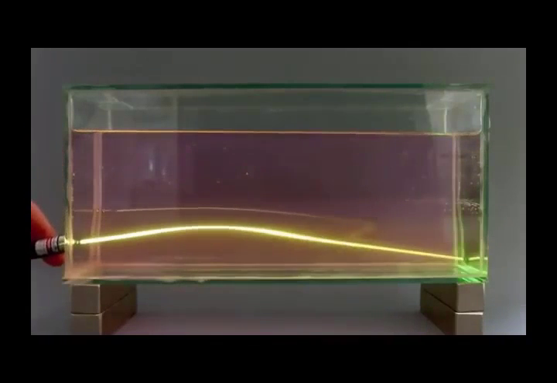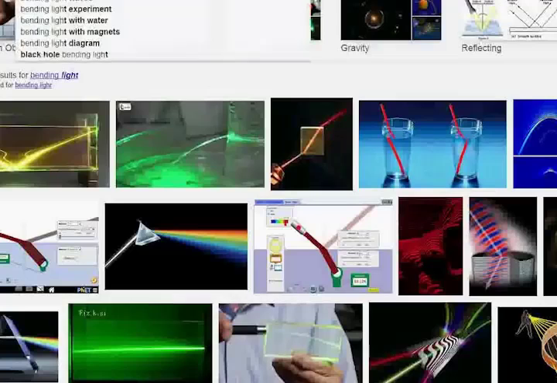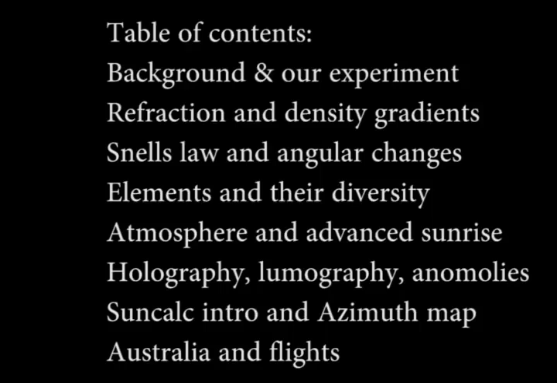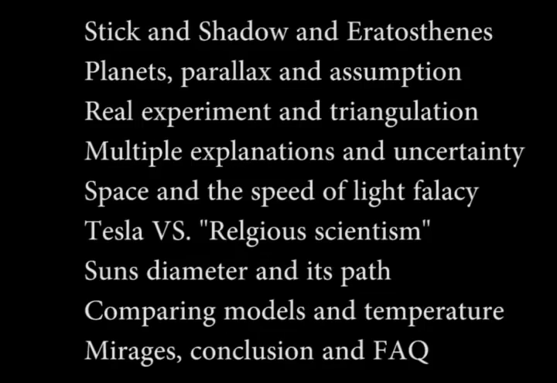We will explain why refraction is one of the most important topics in flat Earth and how it works greatly in favor of it. Other topics covered will be the stratosphere, density gradients, Snell's law, Fata Morgana and mirages, Nikola Tesla, the Sun Calc website, sunsets, the azimuth equidistant map, the false math of relativity, the diameter of the sun, the moon's face, light speed fallacy, and several other topics.